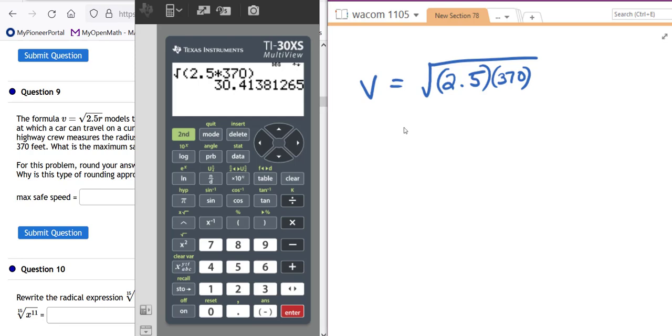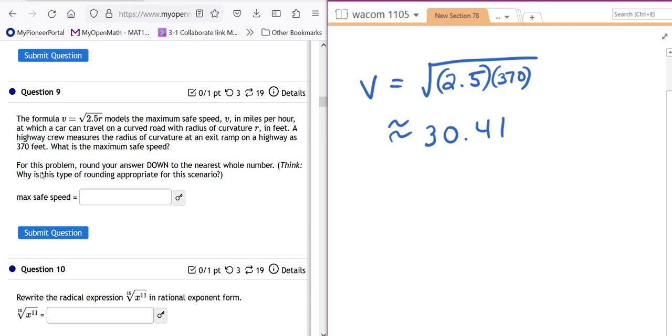So we have 30, and I'm just going to go 0.41 because they ask us to round down to the nearest whole number. So our nearest whole number is here. This is the whole number. So we're going to round this off. And so 30 should be our answer as the maximum safe speed. Good. Okay. So even if this was 0.75, we would still round down only because of their directions.